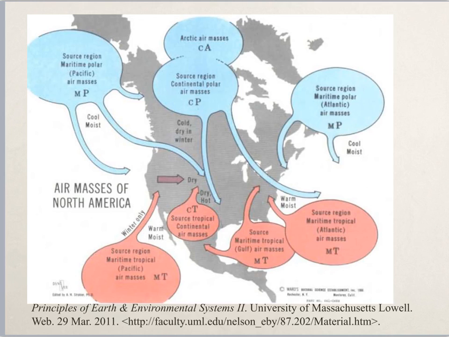In the western part of the United States, cT, continental tropical, is going to be dry and hot, so you'll get our deserts down there. And maritime polar coming from the North Pacific, and again our continental polar coming from Canada.